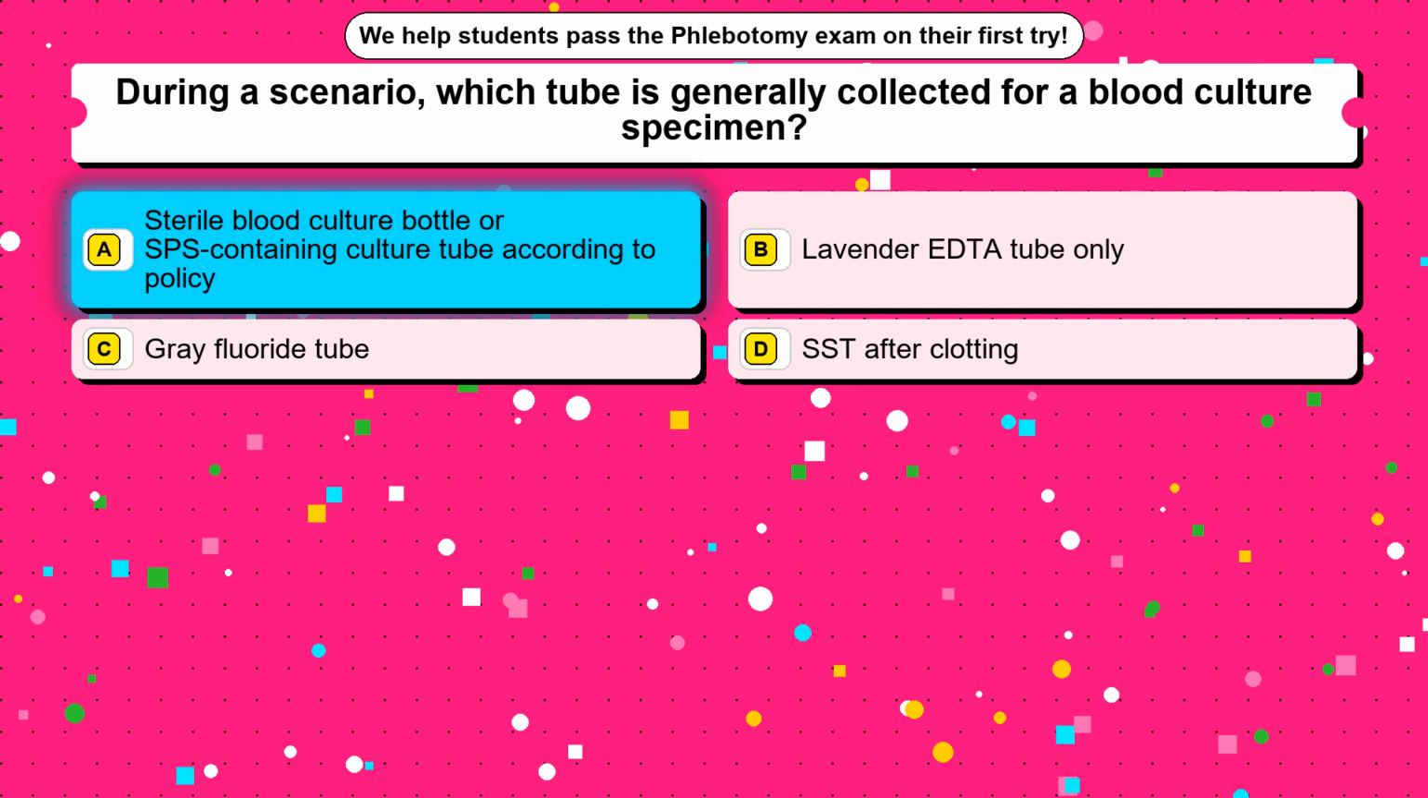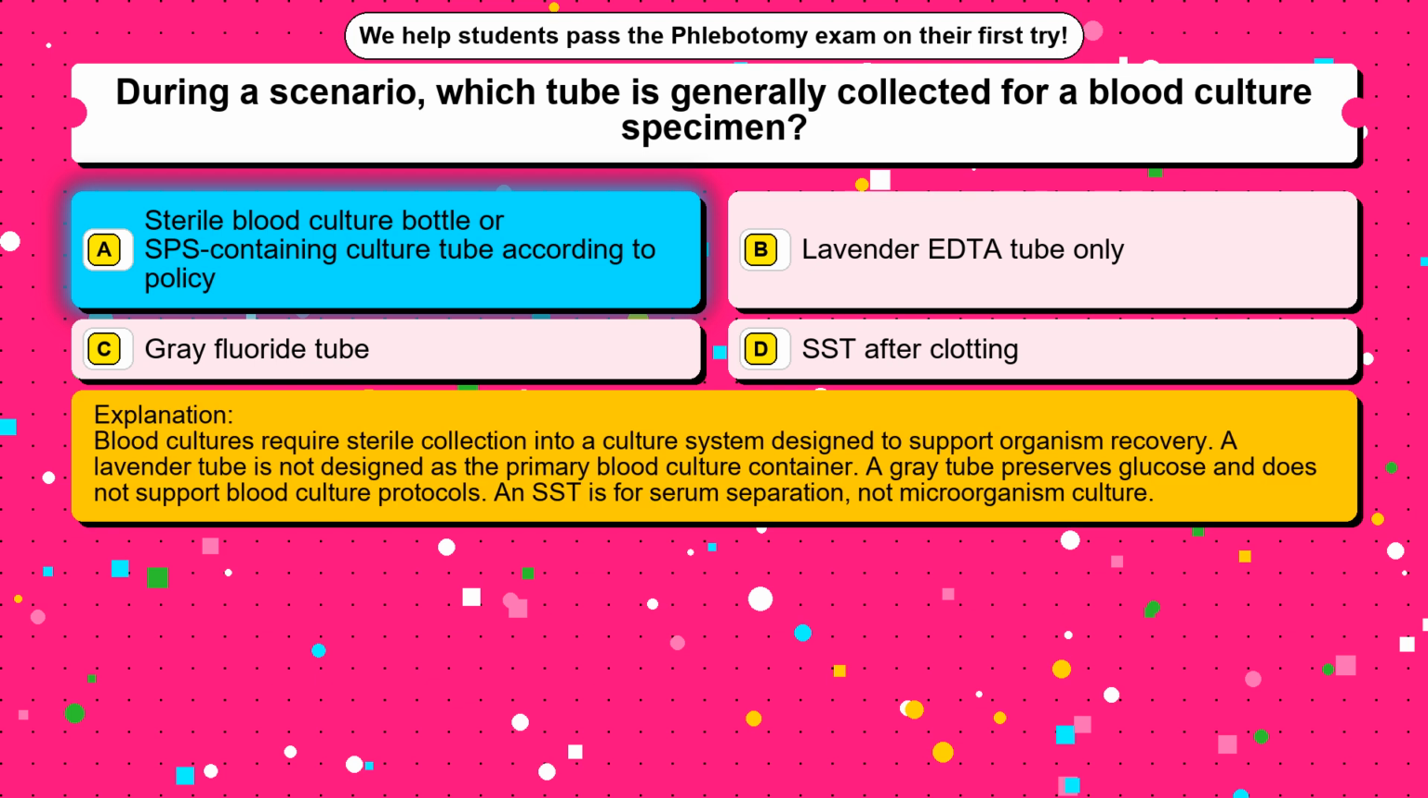Sterile blood culture bottle or SPS-containing culture tube according to policy. Blood cultures require sterile collection into a culture system designed to support organism recovery. A lavender tube is not designed as the primary blood culture container. A gray tube preserves glucose and does not support blood culture protocols. An SST is for serum separation, not microorganism culture.